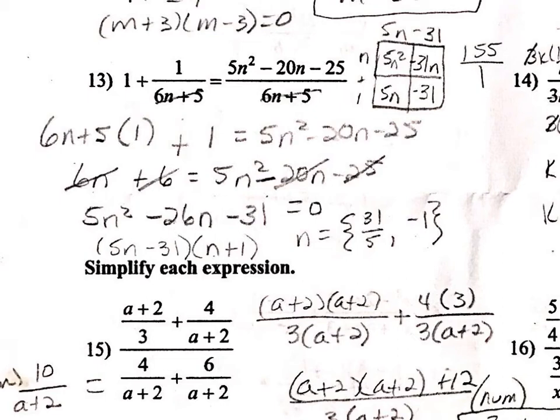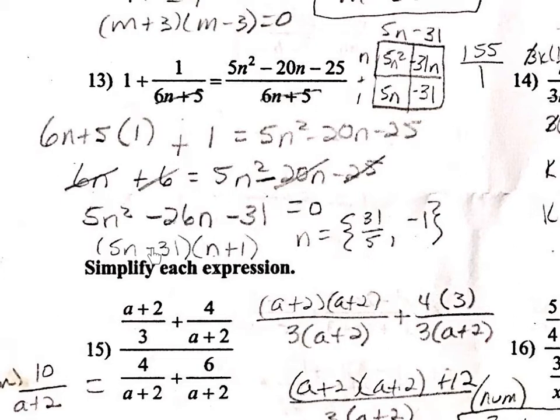Okay, then I factor out of the boxes. This way we factor out an n, this way we factor out a 1, this way we factor out the 5n, and this way we factor out the negative 31. So this 31 needs to be negative, this one needs to be positive, and those are going to be my two factors for this trinomial right here. So here they are, 5n minus 31, n plus 1.